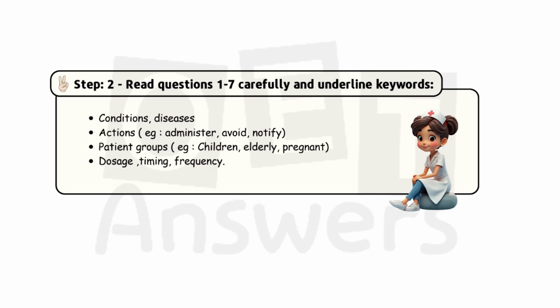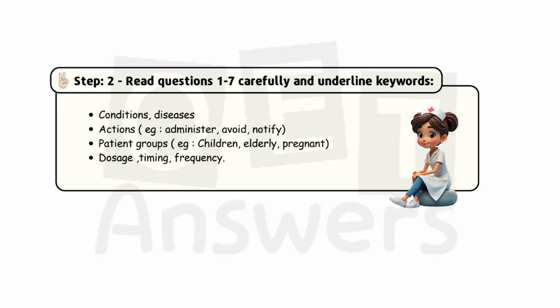So here, conditions and diseases. When your question is talking about any condition like diabetes, or a disease like thyroid or any other dysfunction, that should be underlined. Then actions, meaning what type of intervention you take for the particular disease, like administering medications, avoiding strenuous activities, notifying the doctors regarding any complications, or emergency response, likewise. Everything should be noted under the intervention.